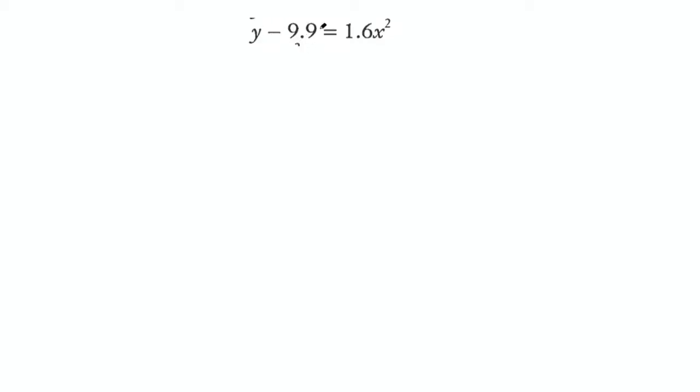So let's rewrite this so that it's in the form of ax squared plus k. All we have to do is move the minus 9.9 to the other side, and we'll get 1.6x squared plus 9.9. And now it's in the form of ax squared plus b, where a is 1.6 and b is 9.9.